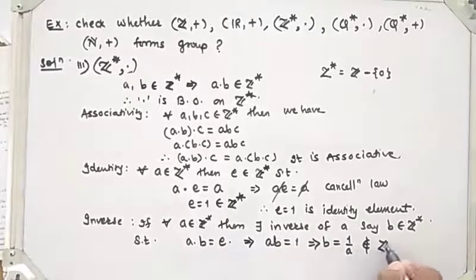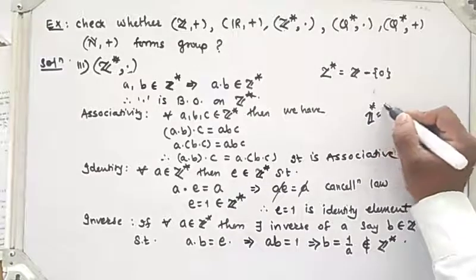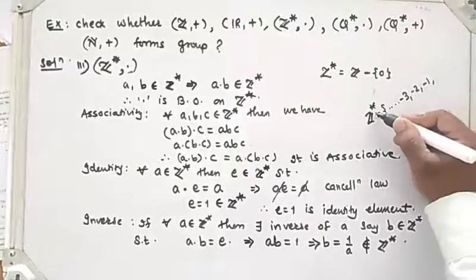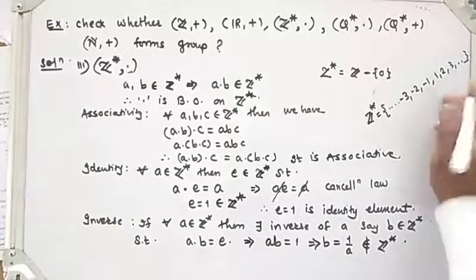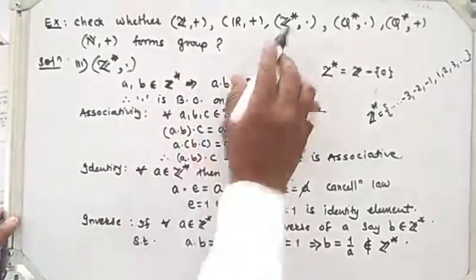But 1 upon a does not belong to Z star. Why? We know that Z star has elements, suppose -3, -2, -1, which has no 0, and then 1, 2, 3 and so on, right? So 1 upon a is a rational number which is not an integer, right? So 1 upon a does not belong to the set of non-zero integers. It means the inverse of the element does not exist in Z star, because the operation is multiplication.